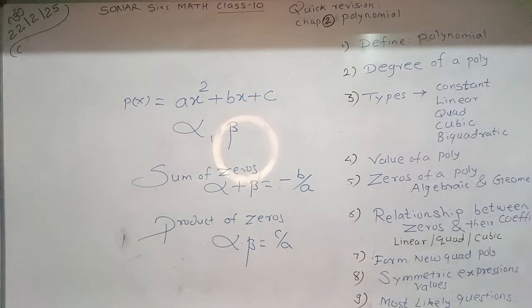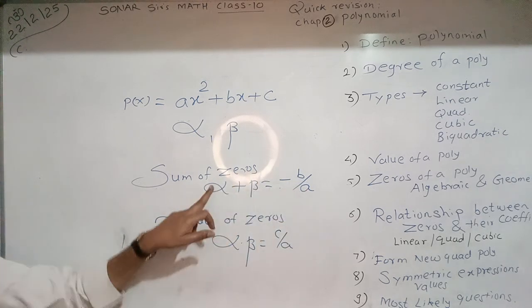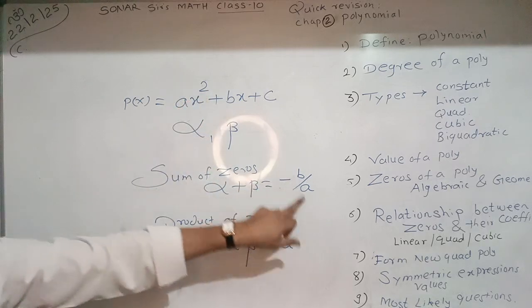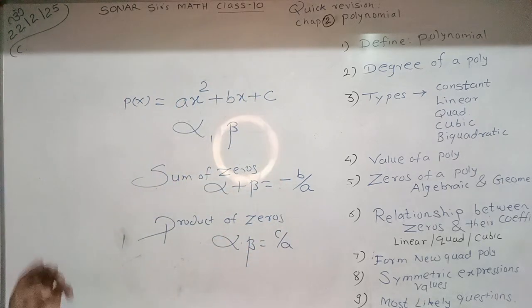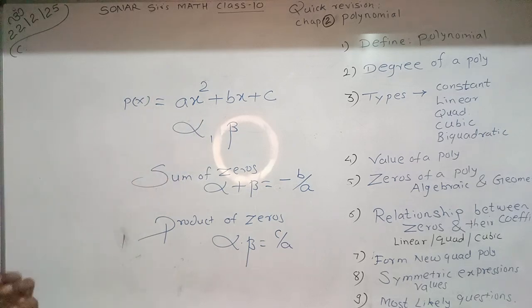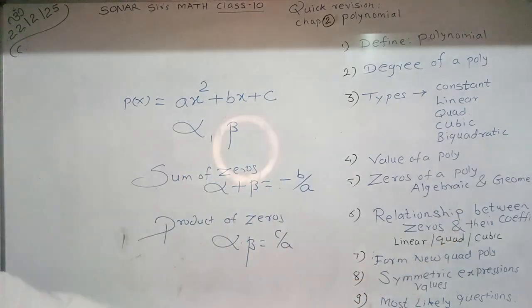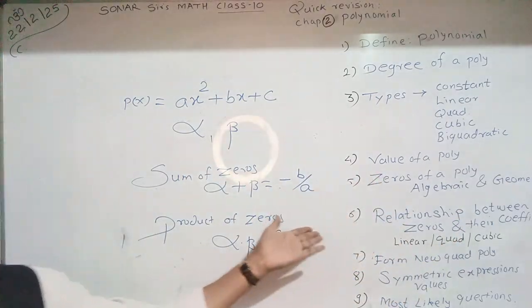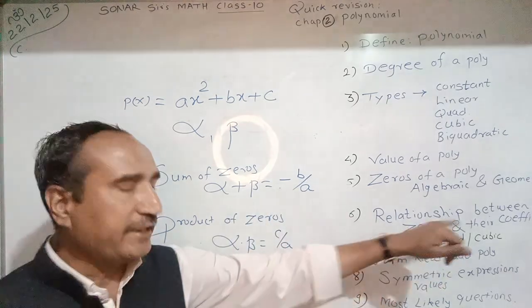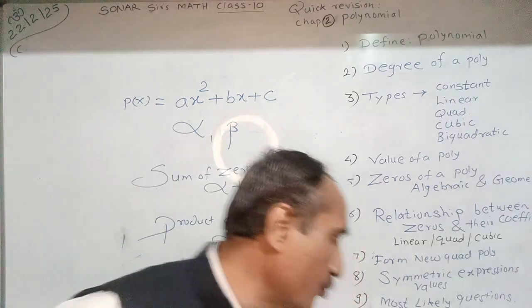So this is the relationship between the zeros and their coefficients. So alpha, beta are zeros and a, b and c are the coefficients. We discussed the quadratic polynomial. In the same way, we'll discuss the cubic also. So what is the relationship between the zeros and their coefficients for a cubic equation? The linear equation we already discussed, it is a simple one, alpha, but quadratic and cubic have specific relationships. So let's discuss the cubic.